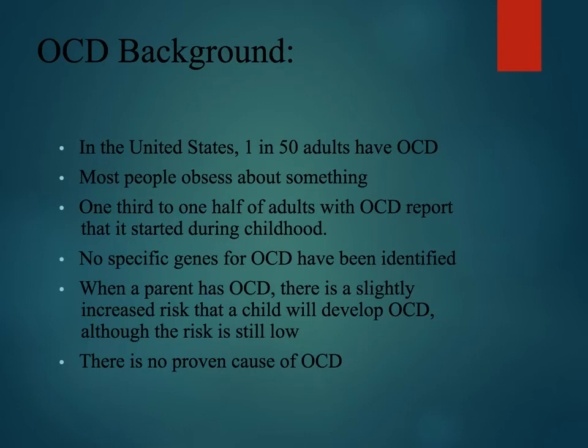So some background with OCD. In the United States, 1 in 50 adults have OCD. Most people obsess about something, but it doesn't always lead to compulsory behavior. 1/3 to 1/2 of adults with OCD report that it started during childhood and then built throughout their teenage years. No specific genes for OCD have been identified. When a parent has OCD, there's a slightly increased risk that a child will develop OCD, although the risk is still low. So maybe not genetic causes, maybe environmental causes. Who knows? There is no proven cause of OCD.